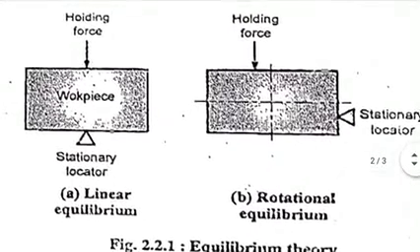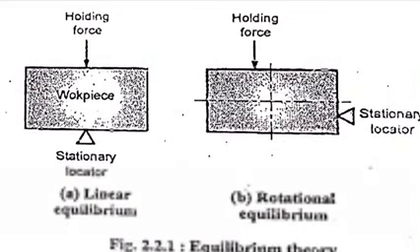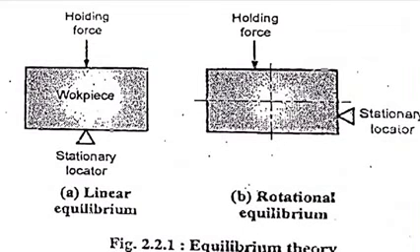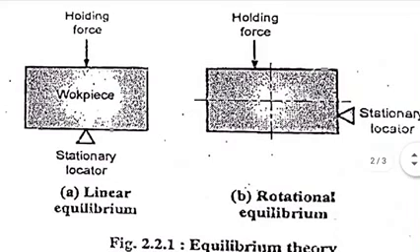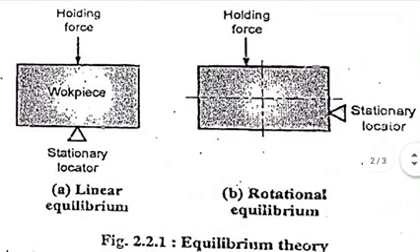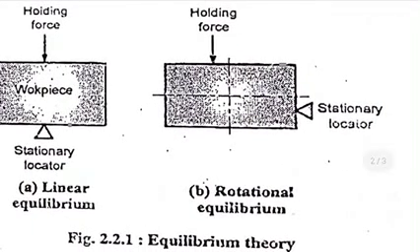Now in this diagram you can understand that the holding force is from the top, whereas the stationary locator has been placed at the center of the workpiece. Therefore it is counteracting the holding force. Therefore linear equilibrium is gained, whereas in the second diagram the holding force is coming from up to down and the stationary locator is coming from right to left.